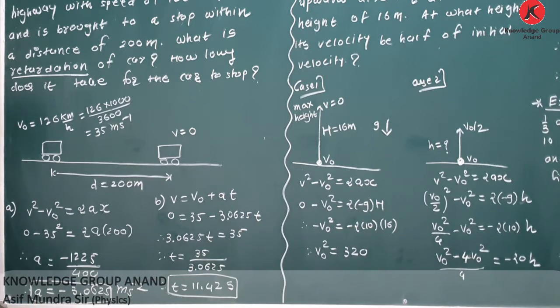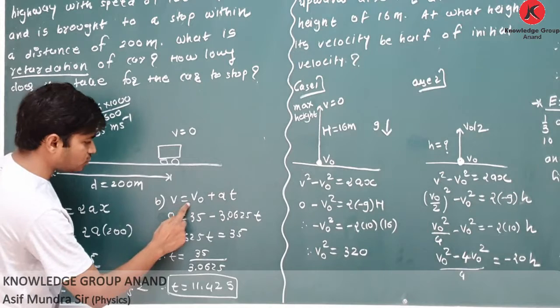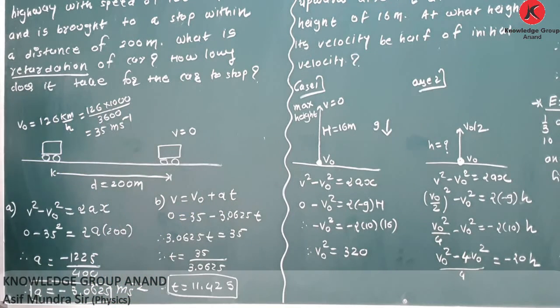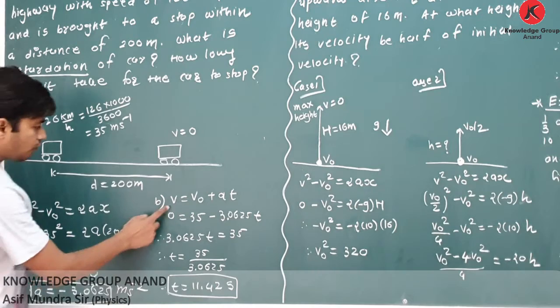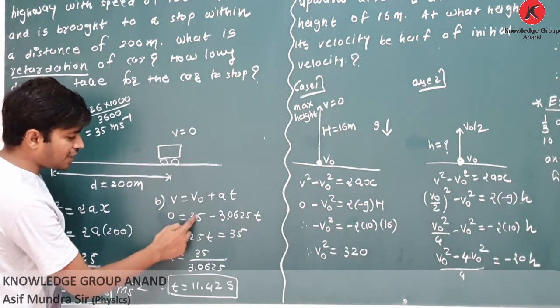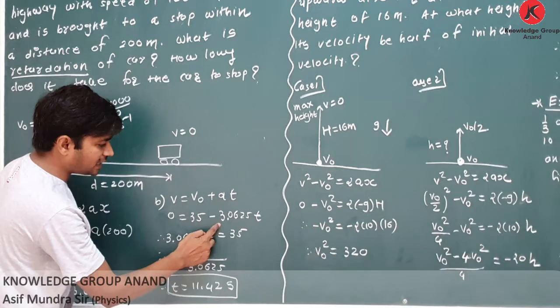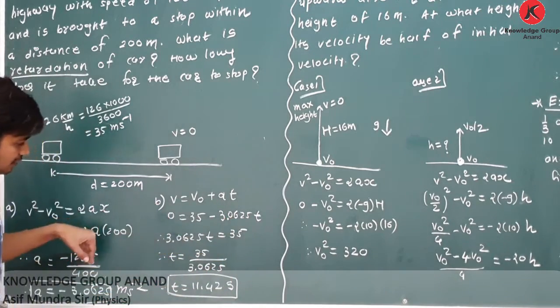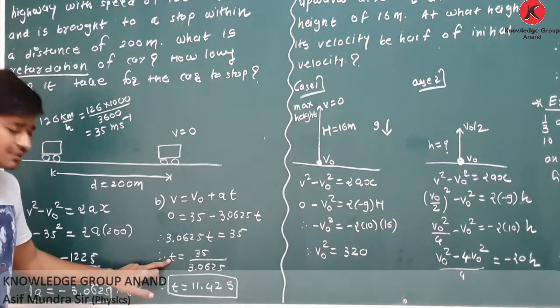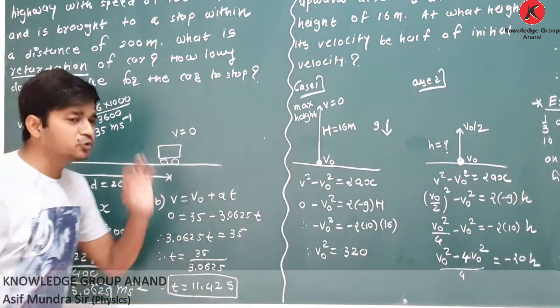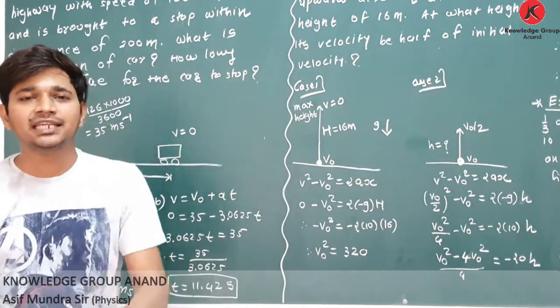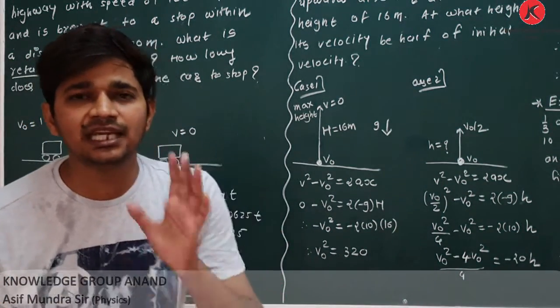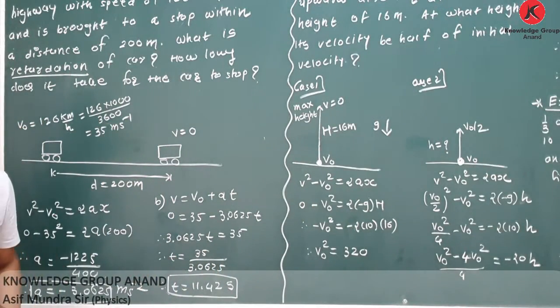Then which equation do you have to use? Yes, here it is: v is equal to v0 plus at. Final velocity 0, initial velocity 35, acceleration minus 3.0625 into t. If you take this term to the left-hand side, it will become positive. Make t the subject. t is equal to 11.42 second. Means in 11 seconds the vehicle stops. Clear? So it is one question based on stopping distance, we can say.